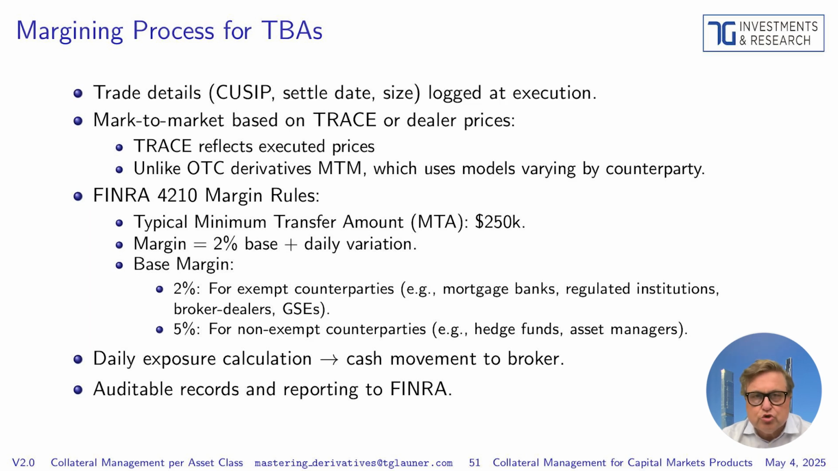Under FINRA 4210 margin rules, a typical minimum transfer amount is $250,000. The margin consists of a 2% base plus daily variation. For exempt counterparties such as mortgage banks and regulated institutions, the base margin is 2%. Non-exempt counterparties like hedge funds face a higher base margin of 4%. Daily exposure calculations determine cash movements to brokers. All records must be auditable and reported to FINRA for compliance purposes.